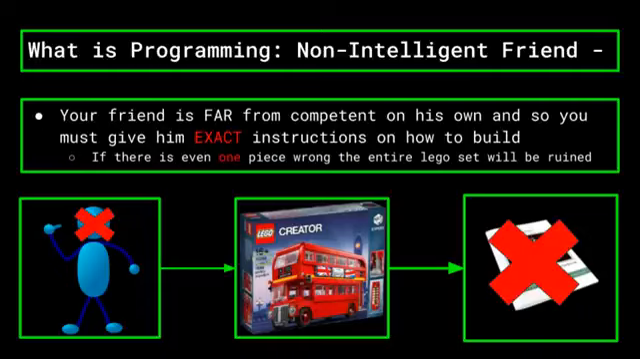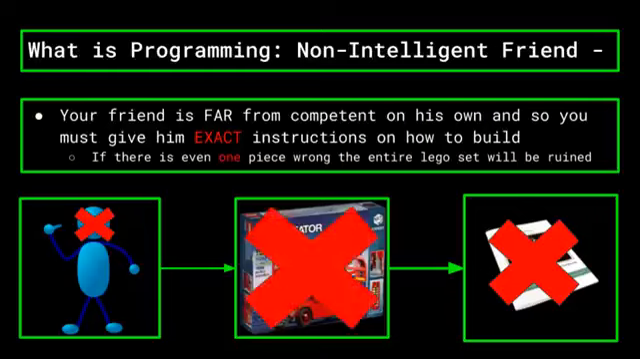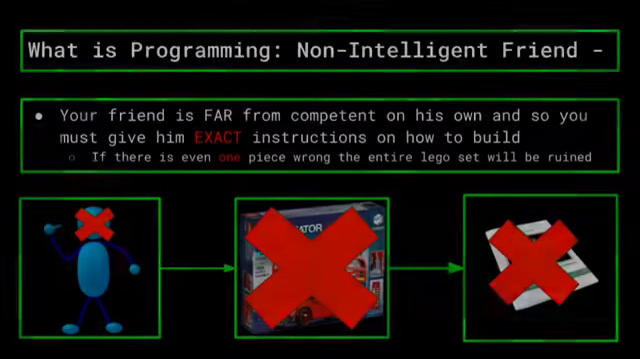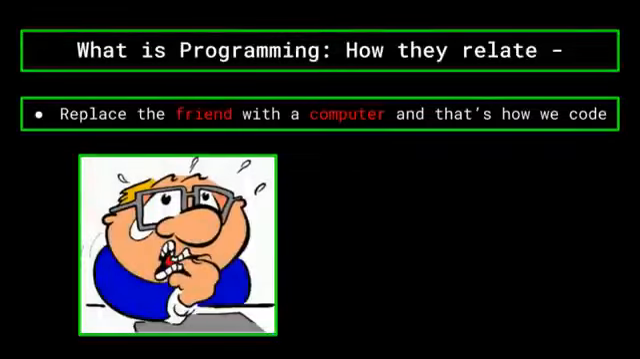If he thinks like a computer, then if there is even one piece that you have not told him specifically where to place and how to place it, the entire Lego set will be ruined and he will be left to suffer a complete mental breakdown, causing the whole goal of the project to be corrupted. Giving instructions to your friend is very similar to how programmers code.